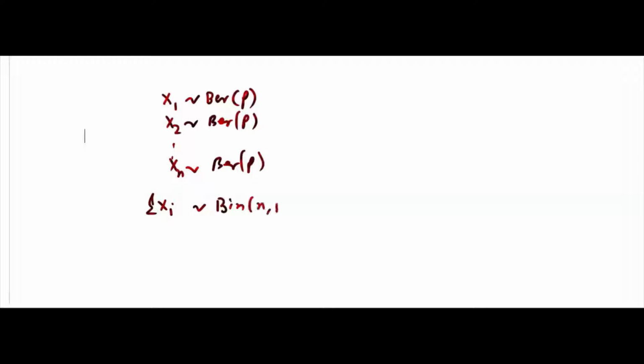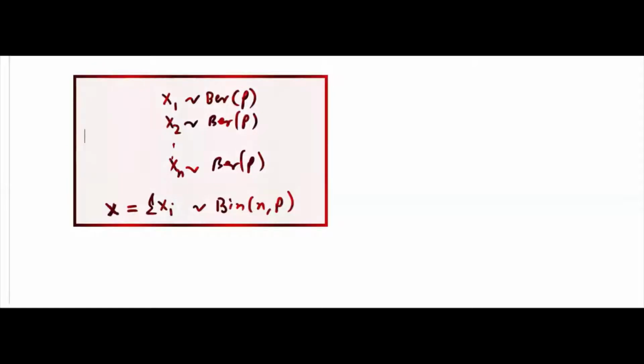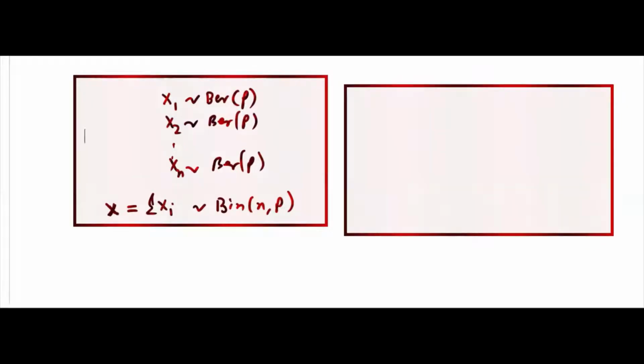If you want, you can write this as X. So if you write X is equal to summation xi, that will follow binomial np. This we know already. This is not a new one. Now using central limit theorem, if I use central limit theorem, I will get the distribution of summation xi. So let me write this way.